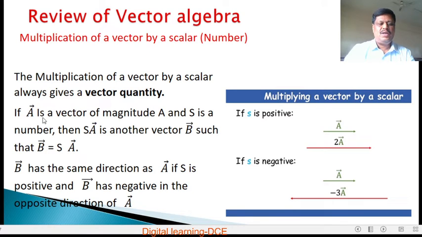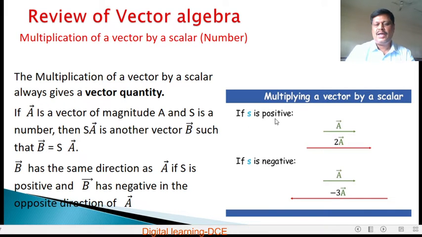In general, if a is a vector of magnitude a, and s is a number, then s a is another vector b, such that b is equal to s a, similar to momentum p equal to mv and F equal to ma. So b has the same direction as a if s is positive.